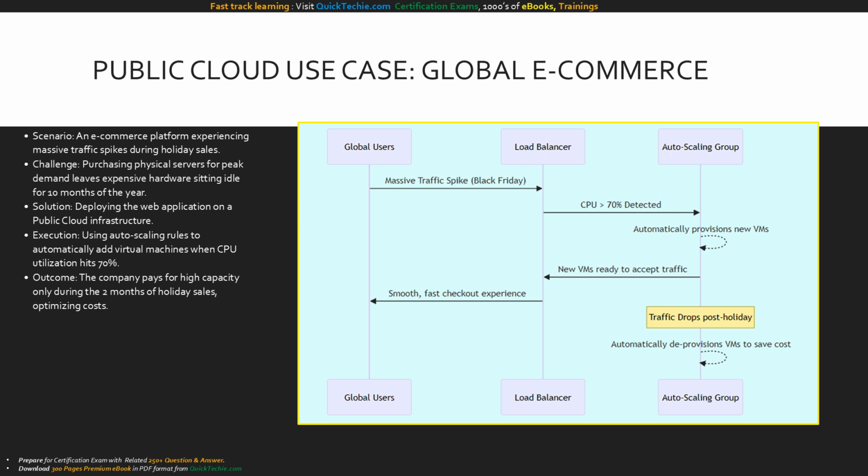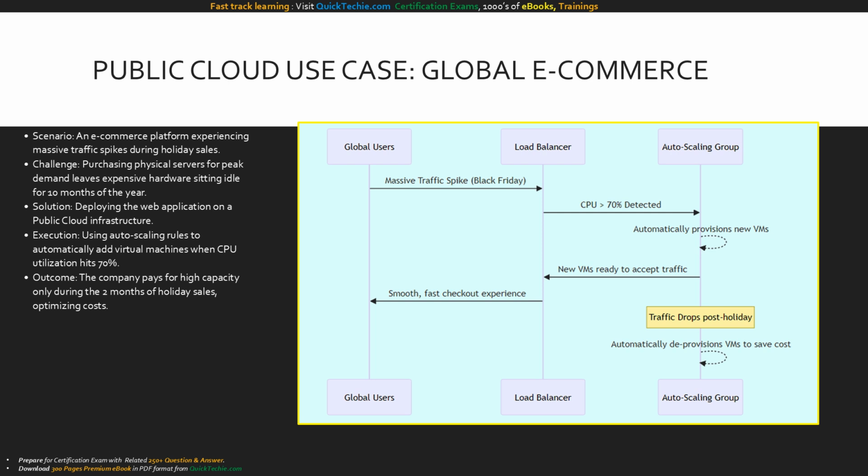the auto-scaling group. Automatically, without any human intervention from your IT team, the auto-scaling group provisions brand new virtual machines. Once ready, they signal the load balancer, which immediately starts distributing the heavy traffic to these new servers, resulting in a smooth checkout experience for the users.